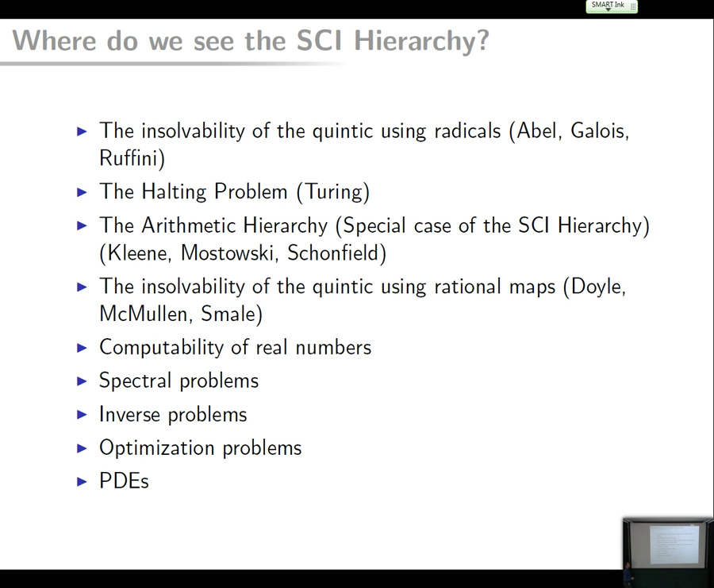Computability of real numbers, you might find this interesting. For any integer k, there exists a set of real numbers for which you can only compute with k limits, not k minus 1. And spectral problems, we discussed that. I mentioned inverse problems, and then obviously optimization problems, and PDEs, and essentially wherever you see computational mathematics.